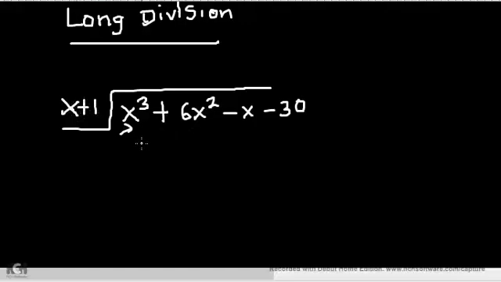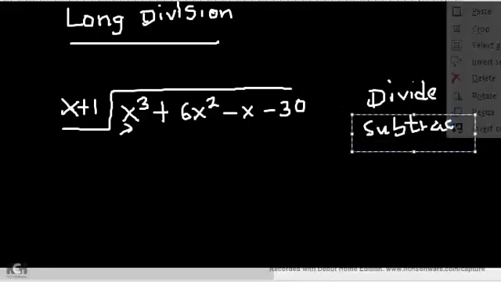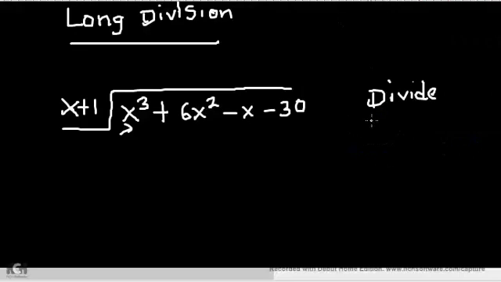Let's do this division. Now I'm going to write the steps that you take in dividing a polynomial. The very first step, in sequence: first of all, you divide. You divide first. After dividing, you multiply before subtracting. Okay, so divide is the first step. The next step is multiply.